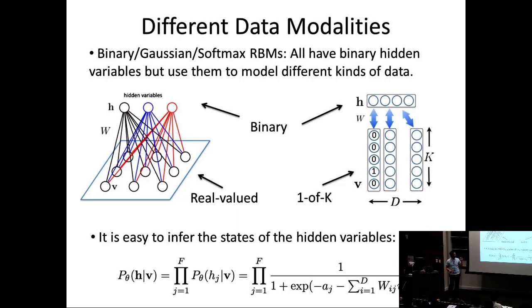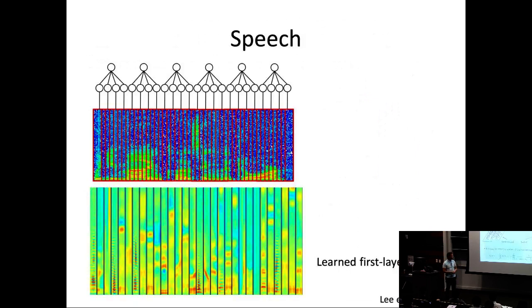And it's easy to infer the states of the hidden variables, right? You can say the conditional probability is just given by the product of logistics. So it's exactly what you would do in a feed-forward neural network. Just a single layer feed-forward neural net. But you have this probabilistic interpretation, right? And you also have a generative model. You know how to sample from the model, and you know how to evaluate probabilities.